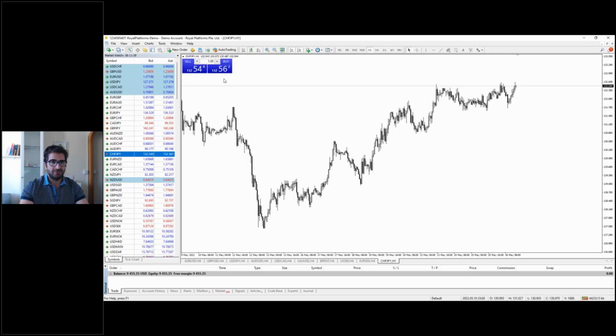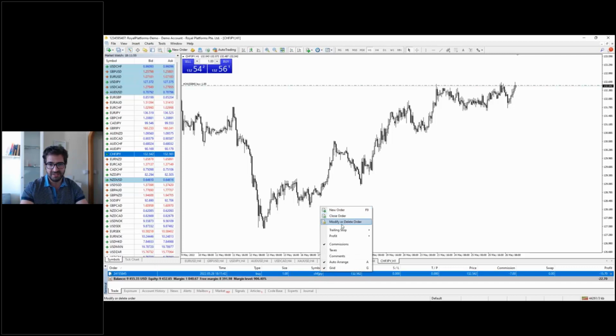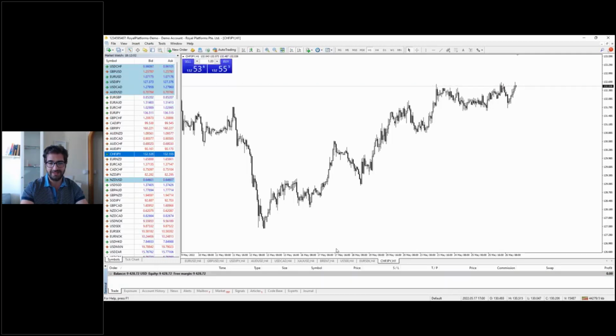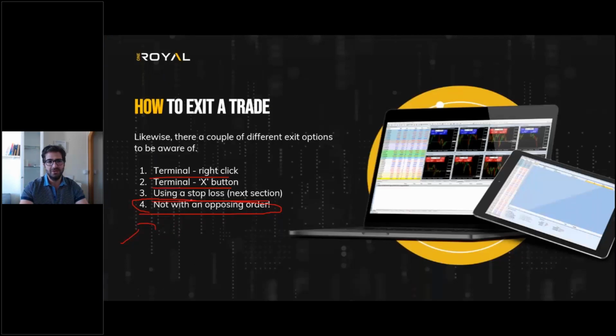Another way to close a position, if you use the terminal itself without the cross, is to first left click and then right click on it, and you will go for close order here. It's under new order. So right click on your open trade, and then you will choose close order. We will talk about using a stop loss in the next section.